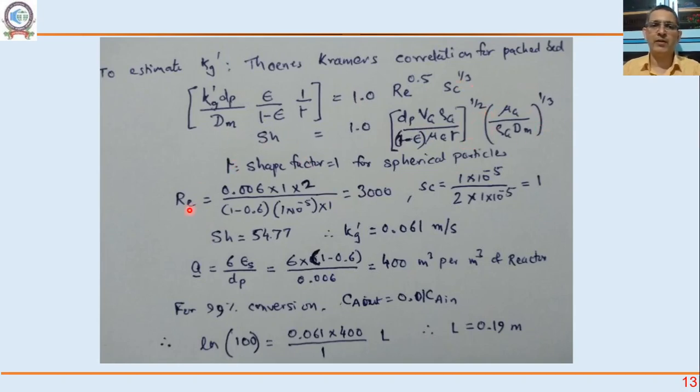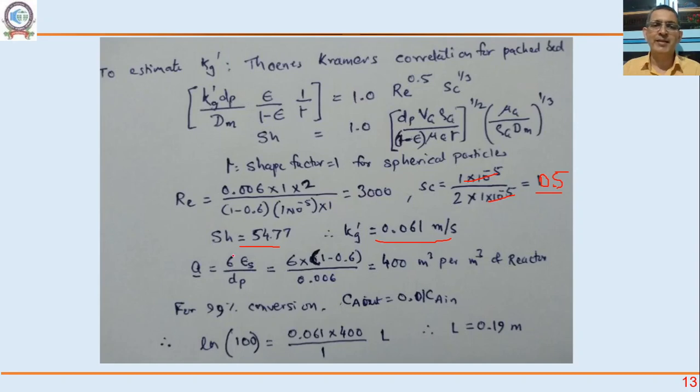Solve this for yourself. Reynolds number 3000, Schmidt number 1. Oh, sorry, the Schmidt number should be 0.5. Density is 2. Make this correction. This should be 0.5. Okay, this just cancels, 1 by 2.5. Make that correction. For the Sherwood number, you may get a slightly different value because I have taken the Schmidt number raised to 1 by 3, so 1 raised to 1 by 3 versus 0.5 raised to 1 by 3. That's how your answer may change slightly. But Kg prime is 0.061. So it may change slightly.